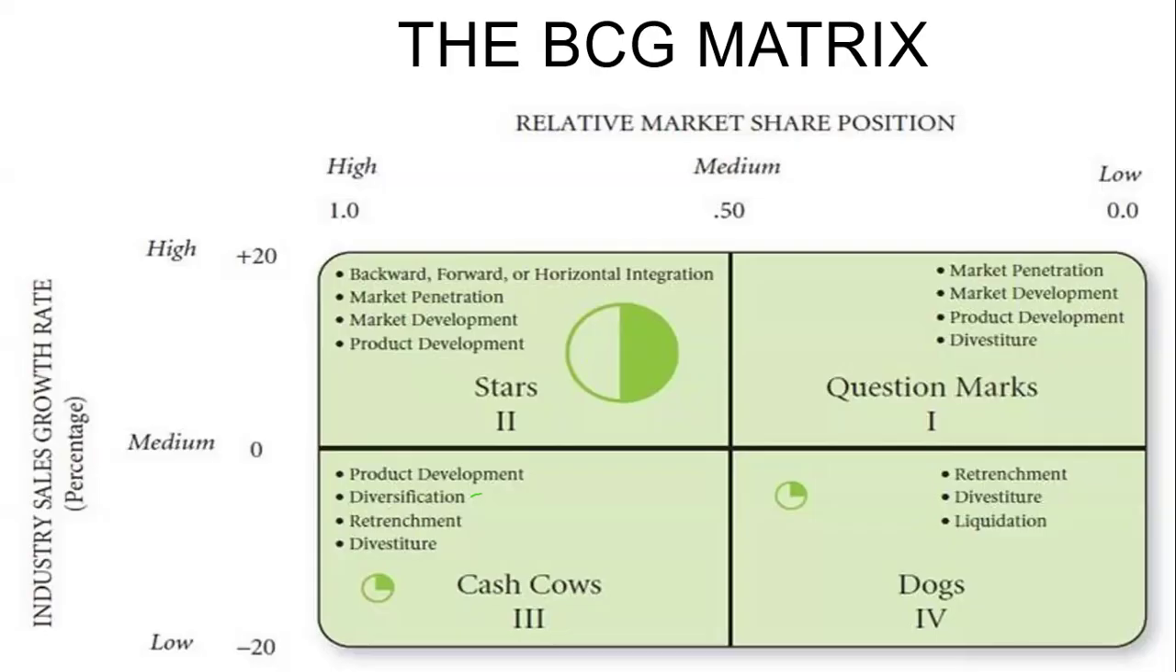Okay, so that is the BCG matrix. Hello, I have a question. My question is on the question marks. What if the division that has the low market share is like the core of the business?